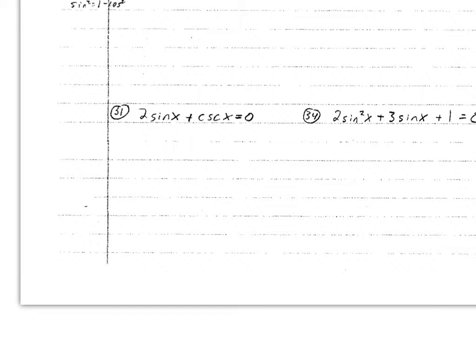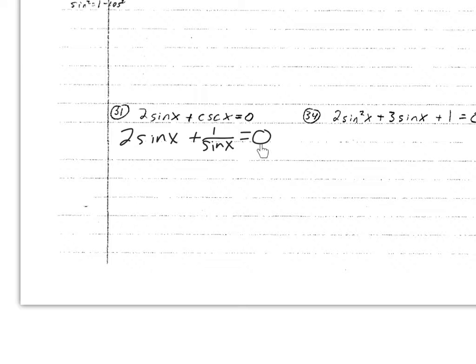For question number 31, I have to get rid of this word cosecant x, and remember that cosecant is across from the word sine, so I'm going to rewrite this as 2 sine x plus the reciprocal of cosecant, which is sine, so I can write that as 1 over the sine of x equaling 0. From here I have a couple options.